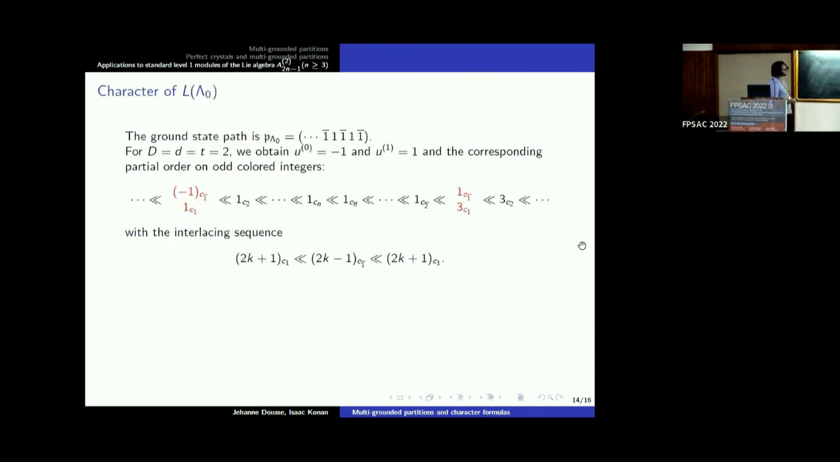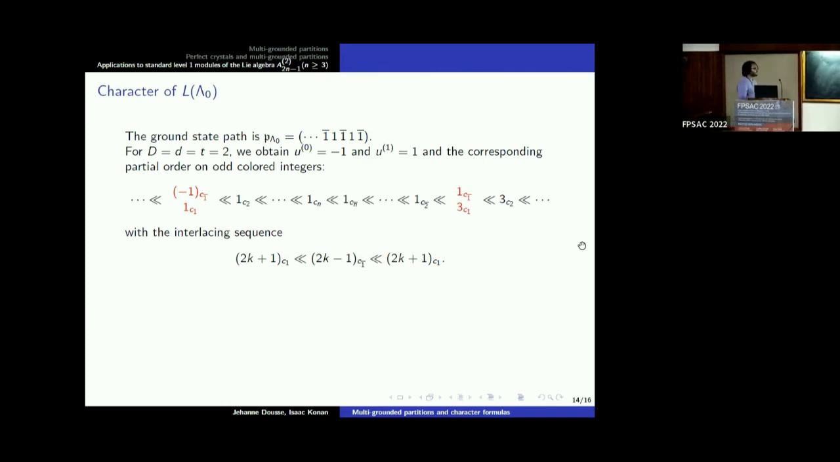And with this, for the character of the Lambda 0 standard module, you have this interlacing sequence of overline 1 and 1 as the ground state path. And for this value of d, capital D, small d, and t, you obtain that u0 is equal to -1 and u1 is equal to 1.